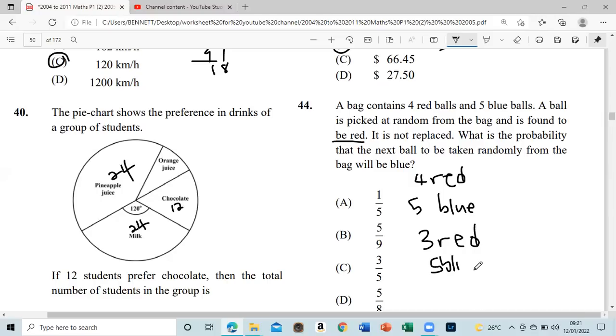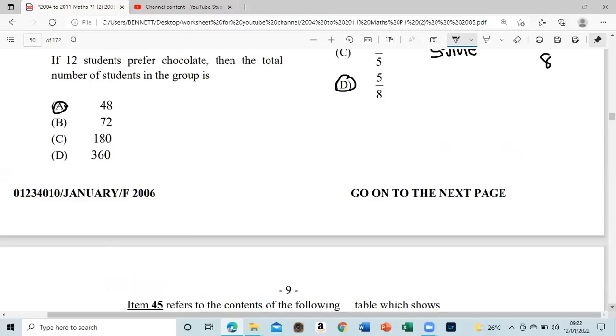So after the drawing, what is the probability that the next ball taken randomly from the bag will be blue? All right. So now blue is 5, and we have a total of 8. So it's 5 out of 8. Nice question. Good job.